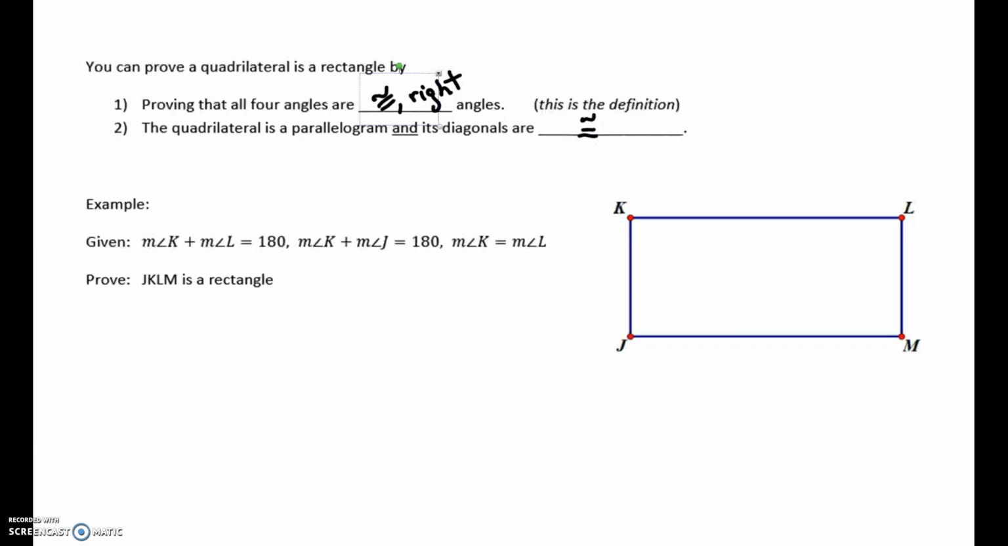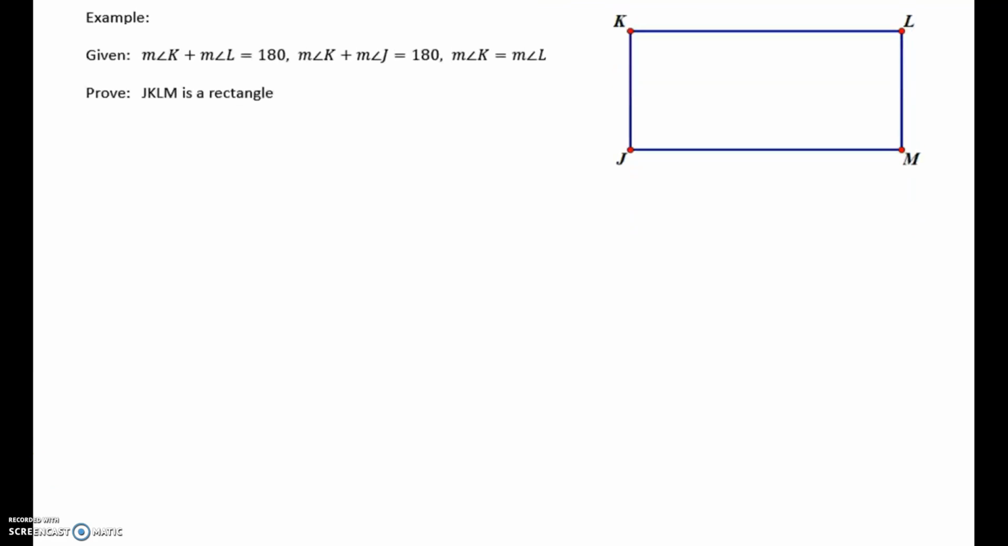So just like with the rhombus, these proofs can be broken into 2 pieces. You're first always going to prove that the thing you have is a parallelogram. Then the second thing you're going to do is you're going to prove that it's a rectangle, right? And let's take a look at the one they give me here.